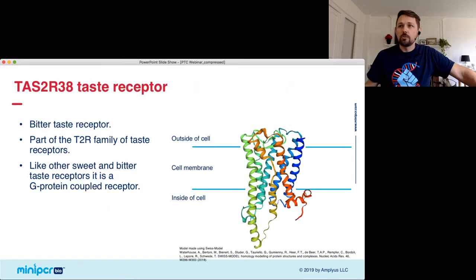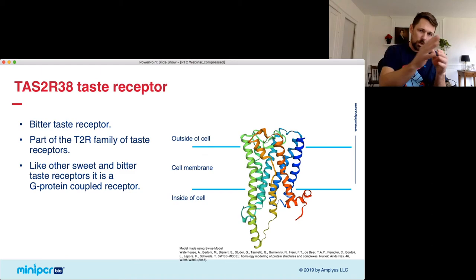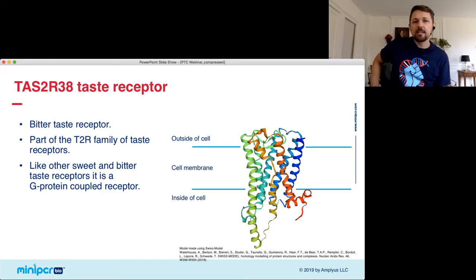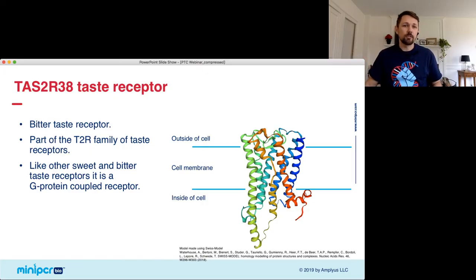Okay. So just jumping back in, the receptor that we're talking about, we were talking about washing over the tongue there and binding to the receptor. So the receptor, the protein that we're talking about, is the TAS2R38 taste receptor. It's a bitter taste receptor. It's part of the T2R family of taste receptors, and that name TAS2R38 means there is a TAS2R1 through 37 as well. So there's a whole bunch of these taste receptors that are very similar. They just bind to slightly different molecules on the surface of the protein.